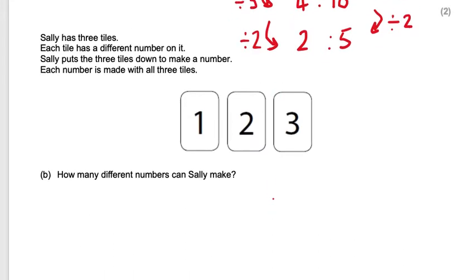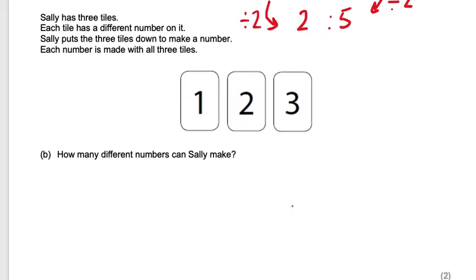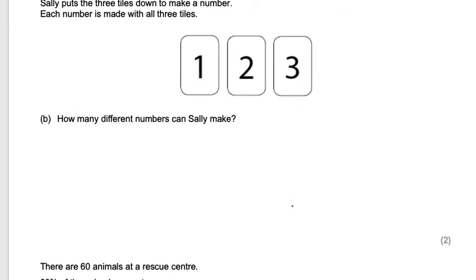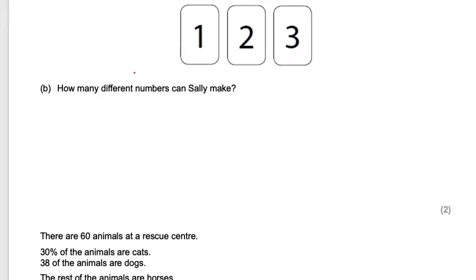Sally has 3 different tiles. Each tile has a different number on it. Sally puts the 3 tiles down to make a number. So we're looking at 3-digit numbers. We have to show all the permutations of those 3-digit numbers. First 3-digit number is 1, 2, 3. I'm then going to swap around the 2 and the 3 to give me 1, 3, 2.